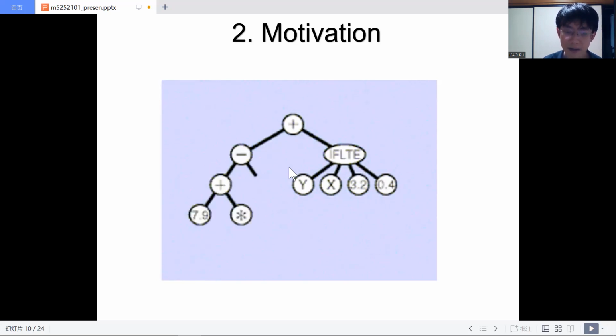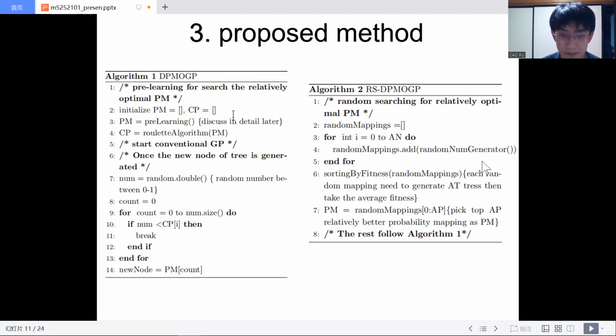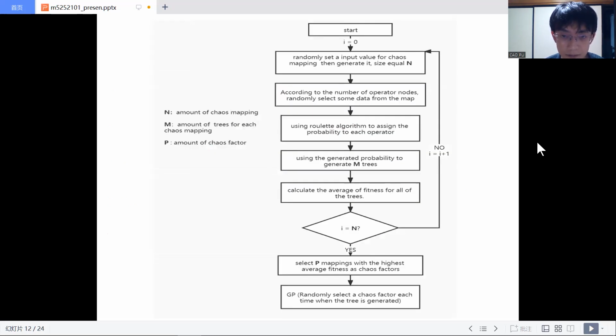So our idea is to find a specific probability mapping for each operator by pre-learning before we go into the conventional genetic programming. Yeah, and here is our proposed method. Here is a flowchart for this method.